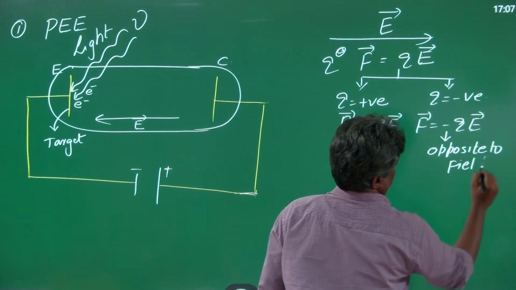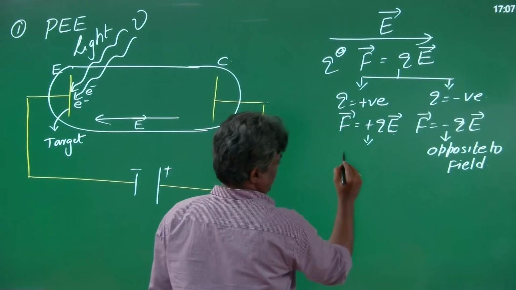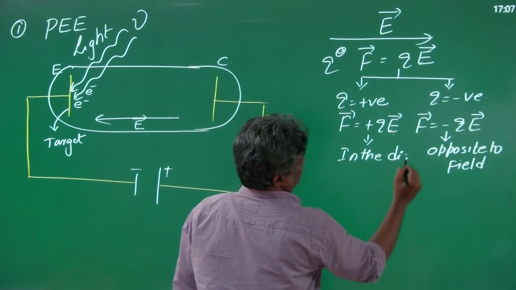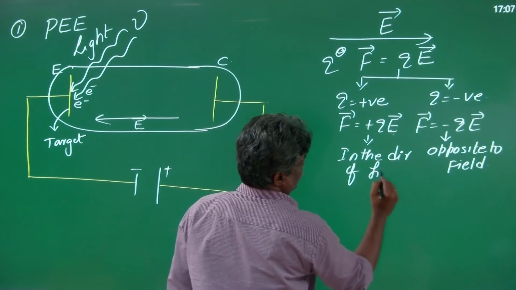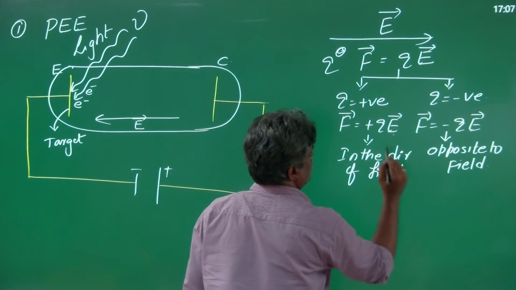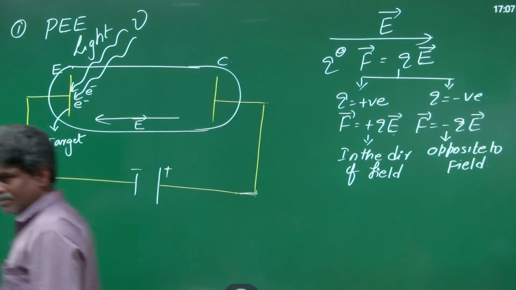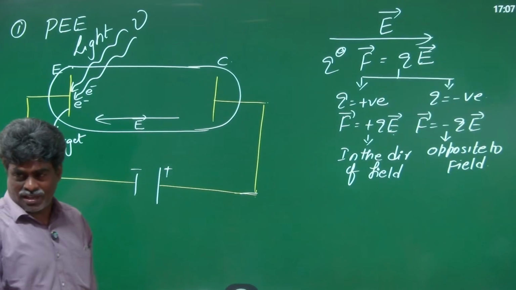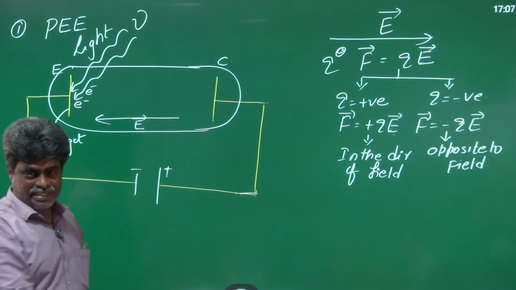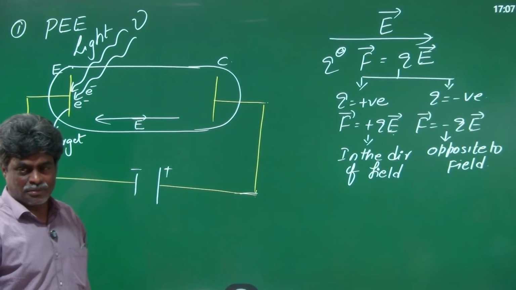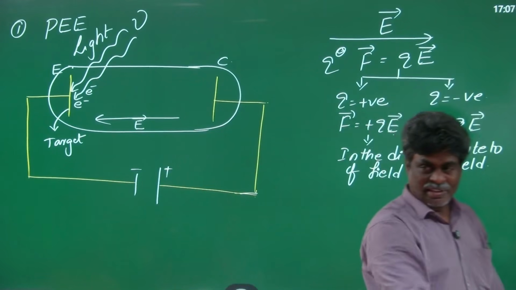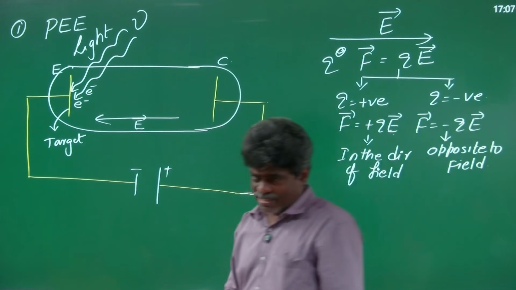Opposite to the field, and here plus indicates in the direction of the field. If you know, okay. If you don't know, please learn. For example, if I am a charged particle, a positive charge, and the electric field is like this, what will the electric field do? It will take me in the direction of the field. Say yes or no? Yes.